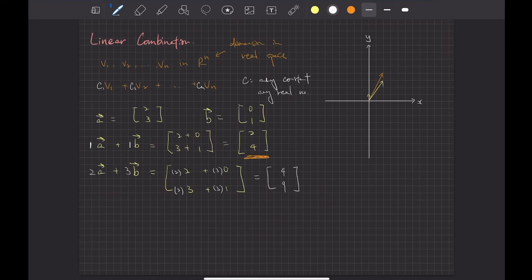And let us draw it in the graph. 4, 9 here. And it is a new combination.